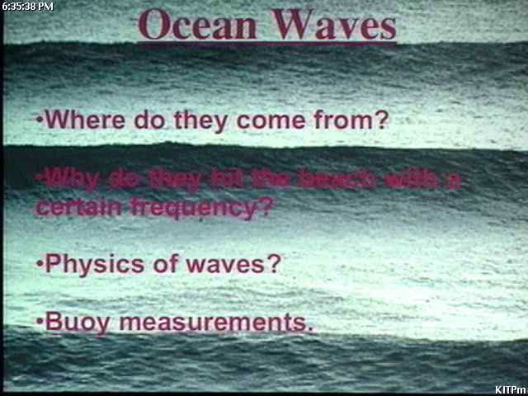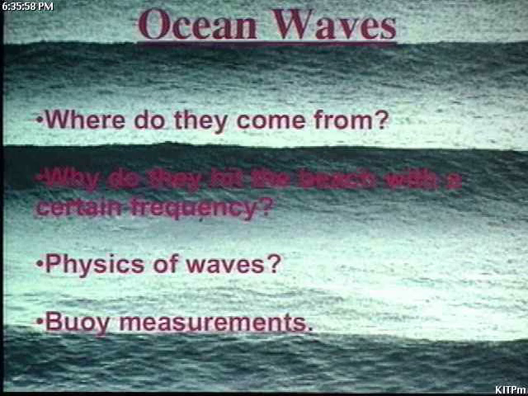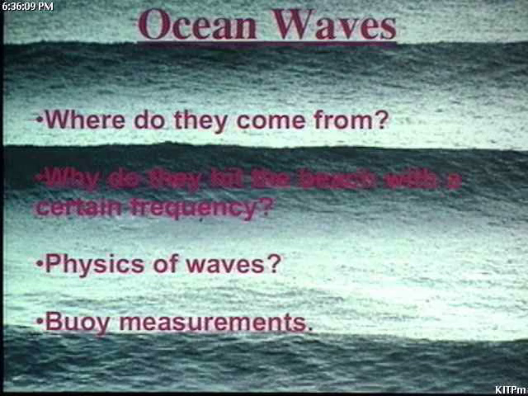So some questions are, what's the difference? What's happening differently on the days where you have these nice swells coming in versus the days where it's just a jumbled mess? Also, where do these waves come from? Why do they hit the beach with a certain characteristic frequency? What's the physics of waves? And in addition, what measurements do people make to try and understand waves out in the ocean? Okay, so those would be some of the things I'll try and talk about today.